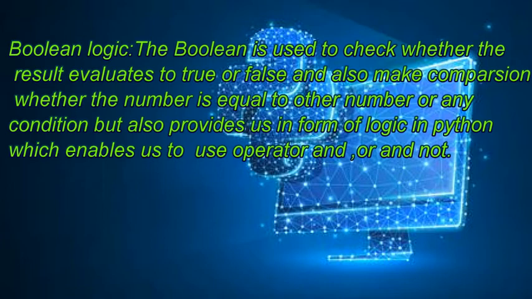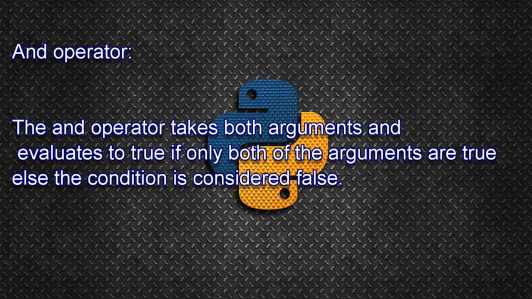When we are using an AND operator, if we have any condition in the if statement, we will write an AND condition in front of it. What will happen? If both the conditions are true, the result will be evaluated to true. Else, if both the arguments are not true, it will result to else.